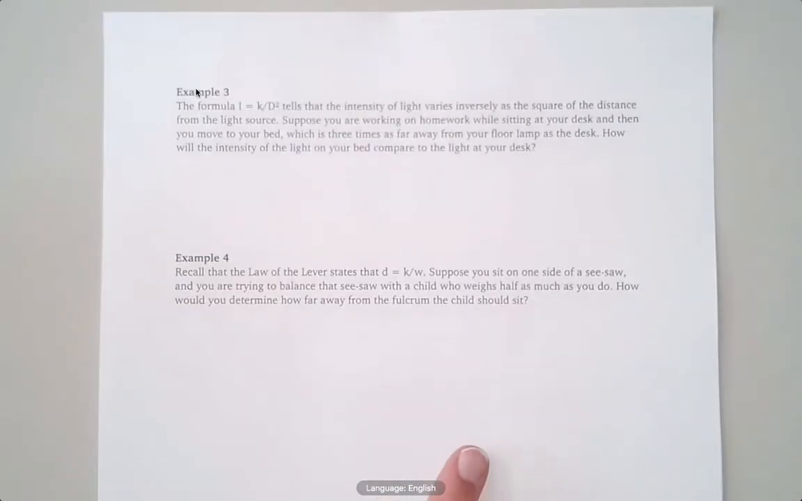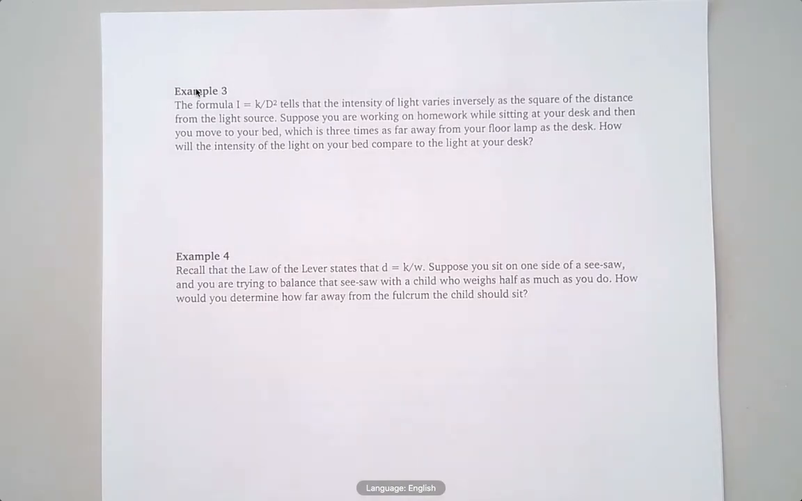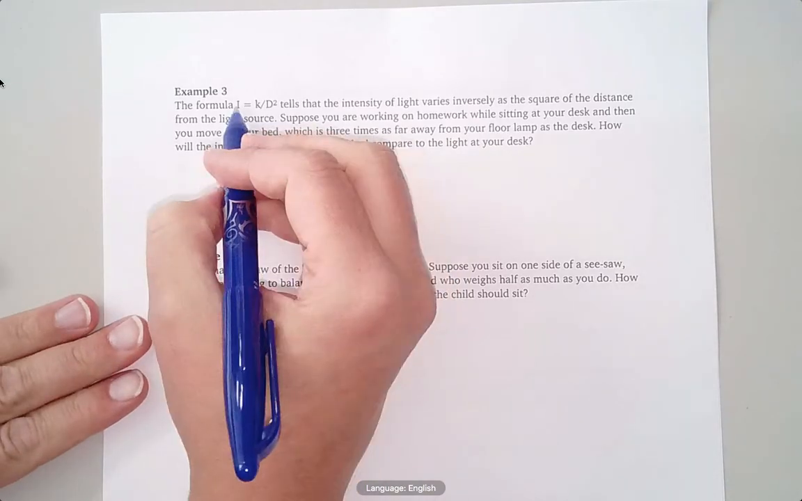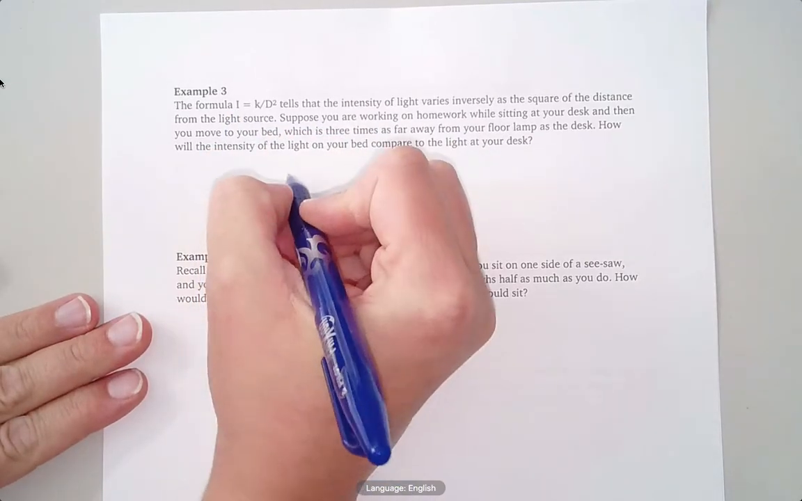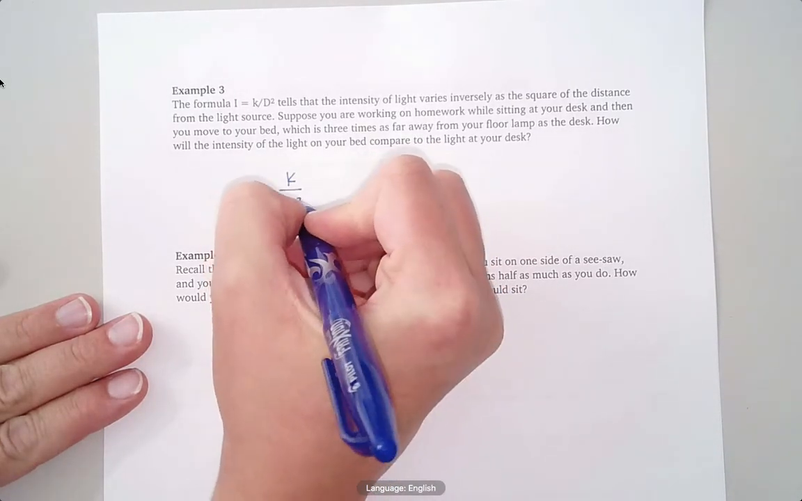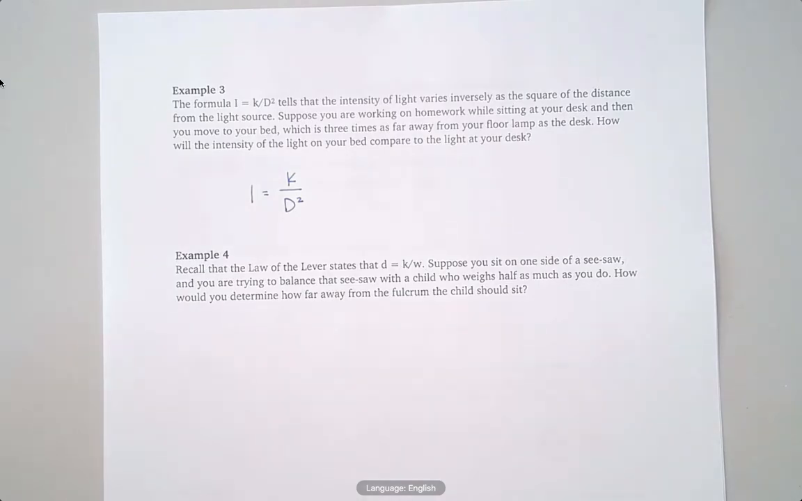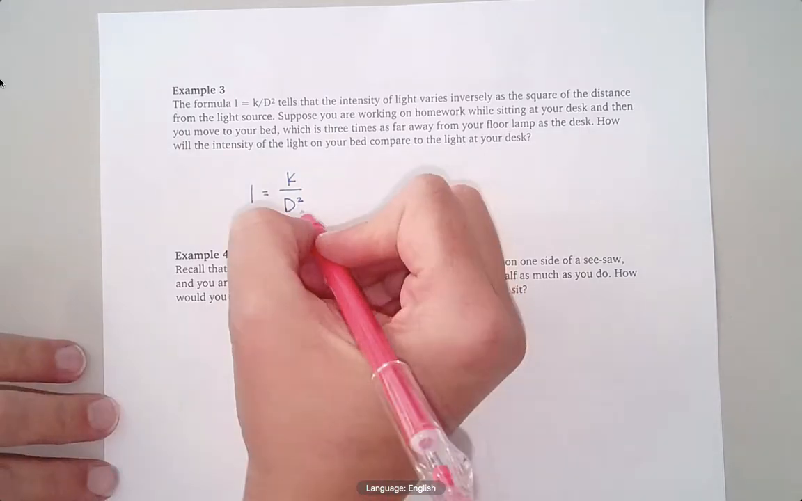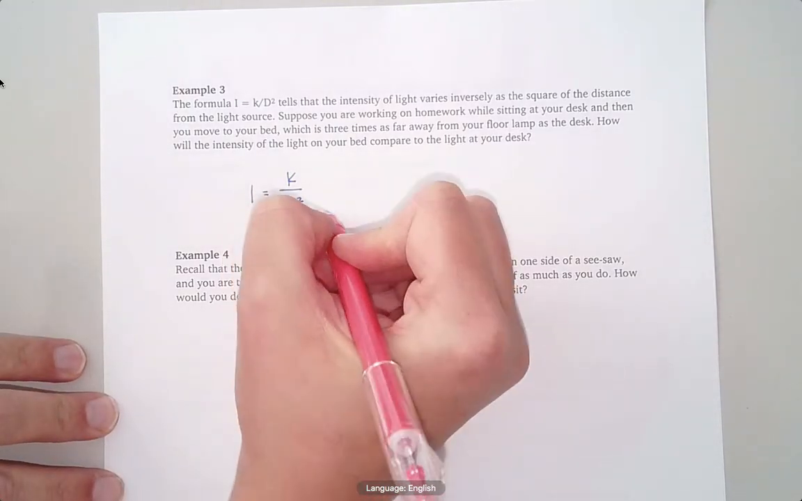So this one starts us with our general variation equation. So we've got I equals k over d squared. And this is talking about the intensity of light as compared to the distance away from that object that you're sitting, okay? So you're working on your homework, sitting on your desk, and then you move to your bed. Your bed is 3 times as far away from your floor lamp as the desk. So my distance is increasing by a factor of 3.